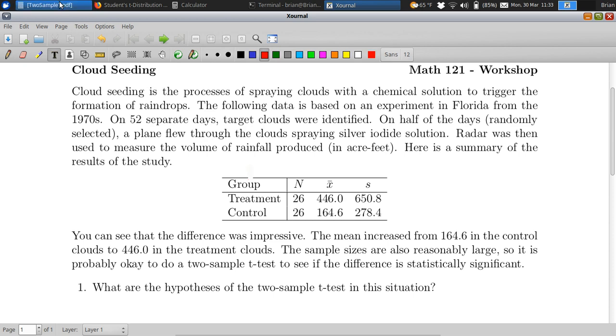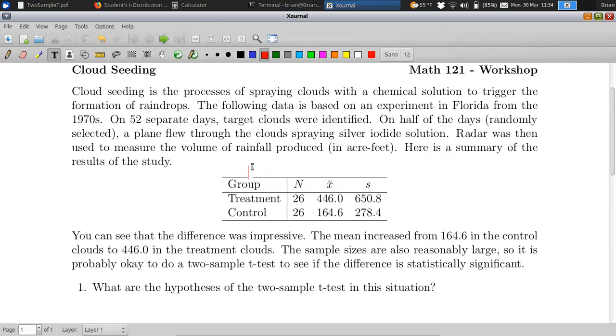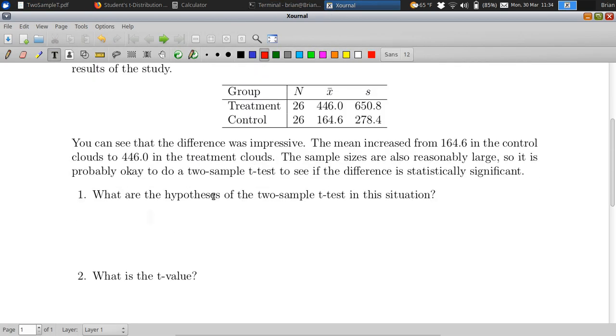So we have this new technique, the two sample t-test, and here are all the details. We're going to use this formula to find a t-value, and the hypotheses are pretty much always going to be the same. The null is that there's no difference between the two population means, and the alternative is that maybe there is a difference. So let's start answering the questions on this worksheet. First of all, what are the hypotheses?